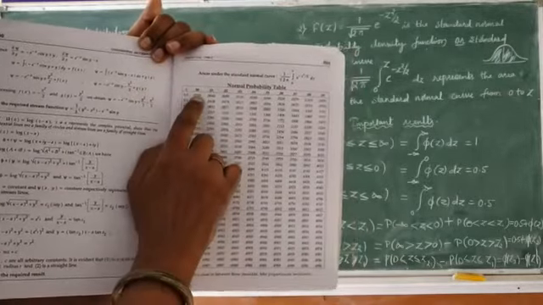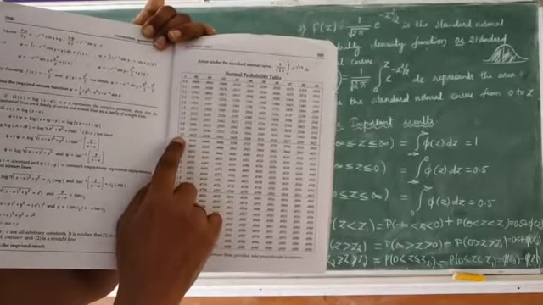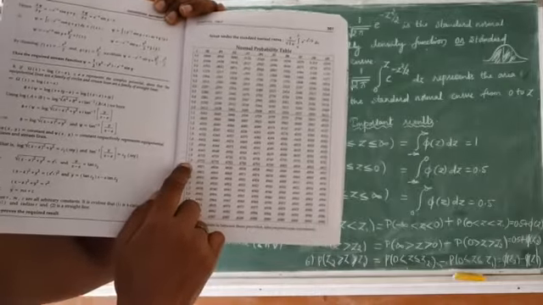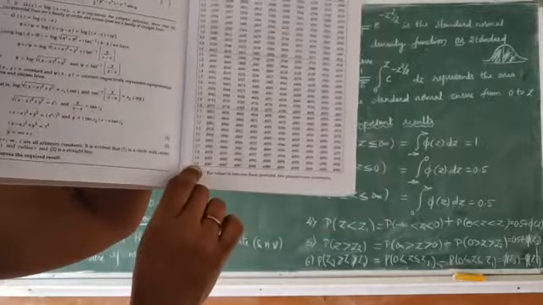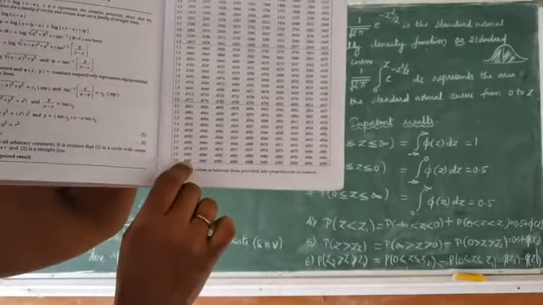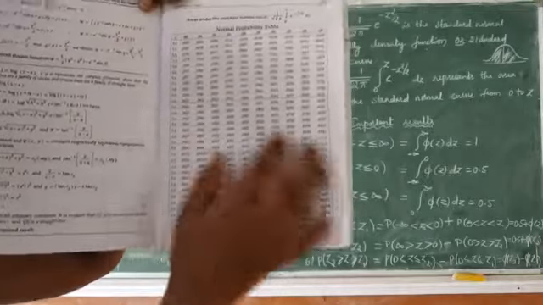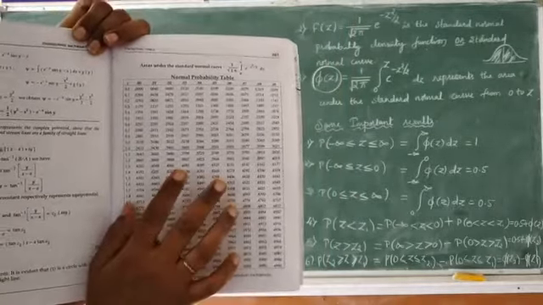When it is 0, the value is 0. When it is 0.5, 0.1915. Phi of 1 value is 0.3413. Phi of 2, 0.4772. Phi of 3, 0.4987. Like that, phi of 1.1, you can find any value. By using this standard probability table, we are solving the examples.